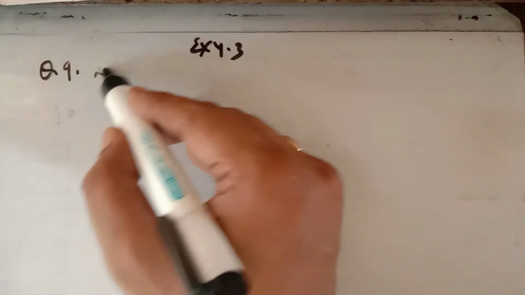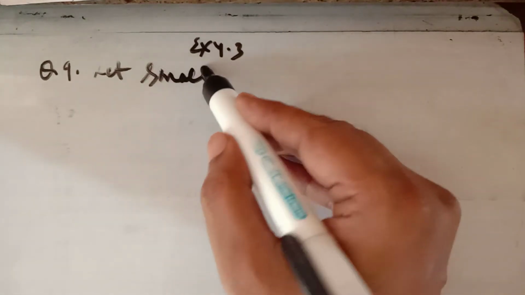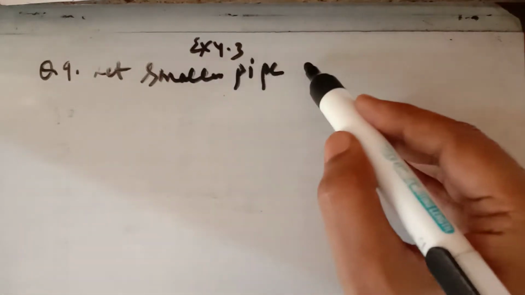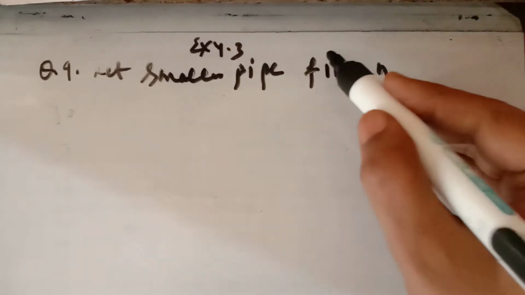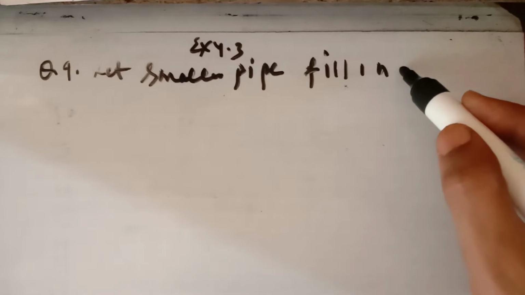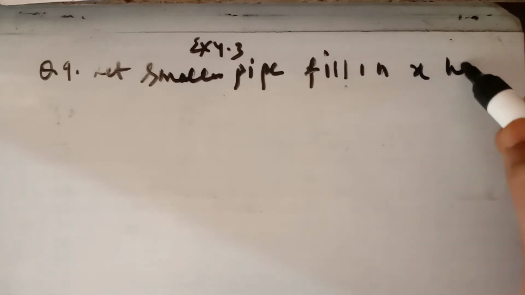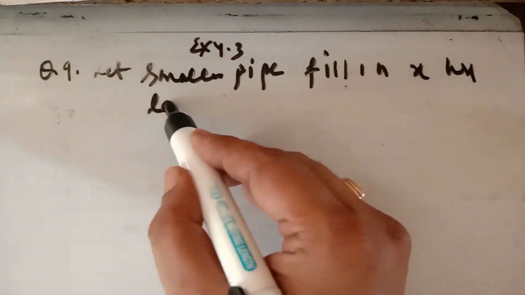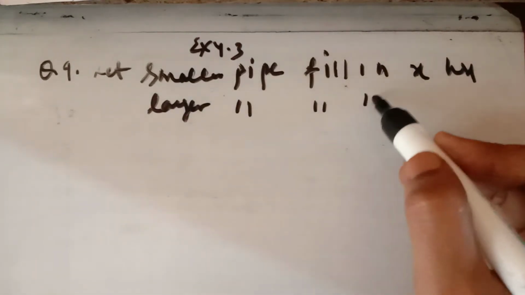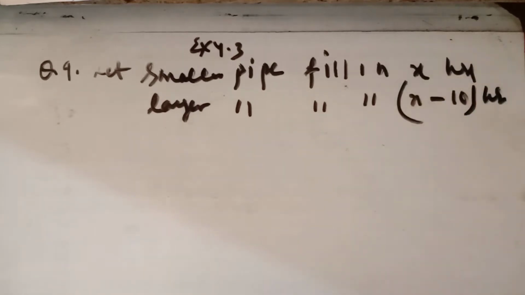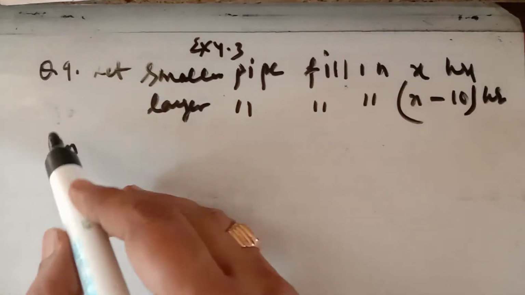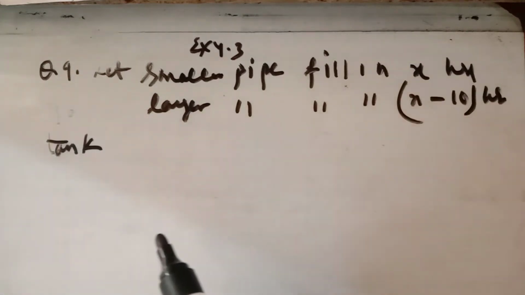So let the smaller pipe fill the tank in x hours. So the larger pipe will fill the tank in x minus 10 hours. It is taking 10 hours less. So the tank filled by the smaller tap in 1 hour. Whenever a work done problem is there, we always find the work in 1 hour or 1 day.